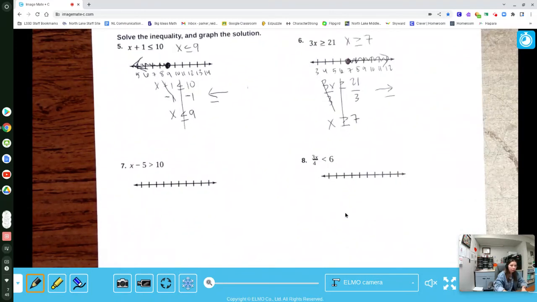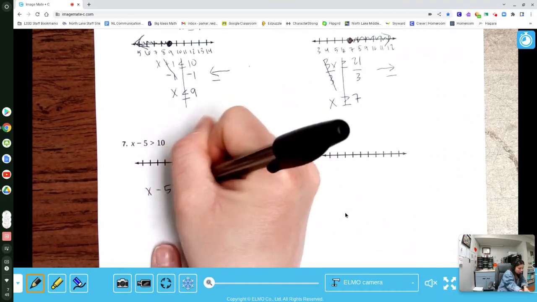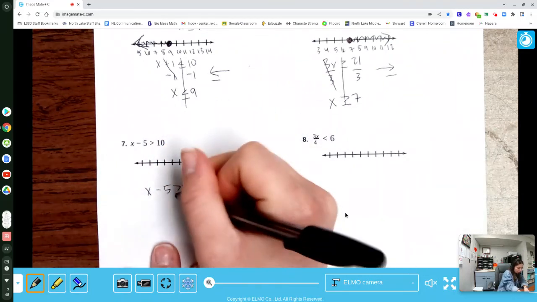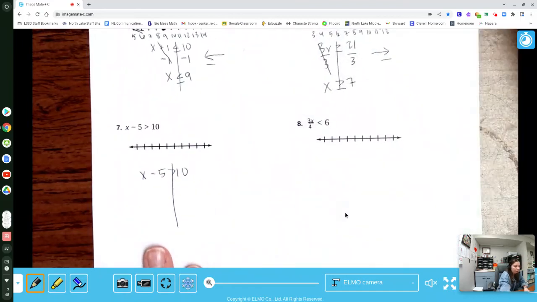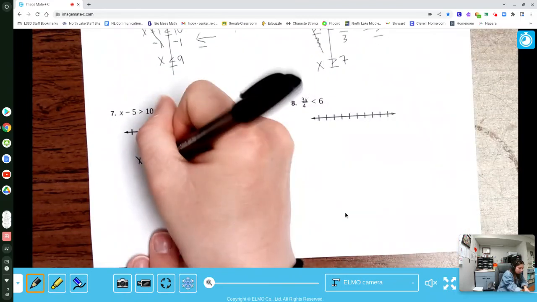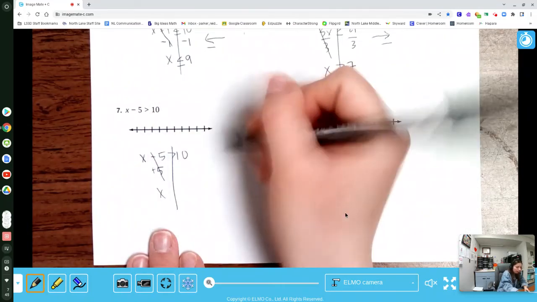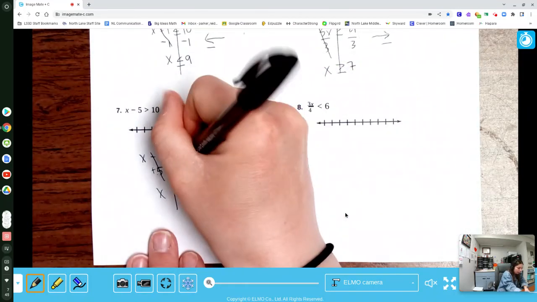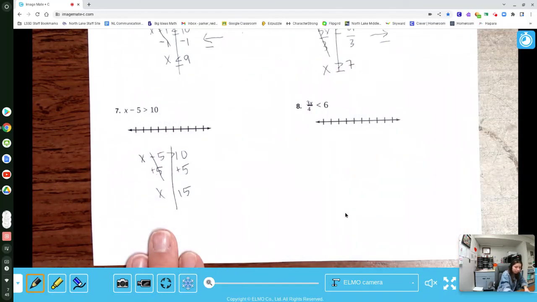Right, then we have question 7. So we're going to solve x minus 5 is greater than 10. Draw a line through our inequality symbol. How do I undo minus 5? Well, I do the opposite. I add 5. Plus 5 minus 5 undo each other, leaving only x left over. And because I added 5 here, I need to also add 5 over there. 10 plus 5 is 15.